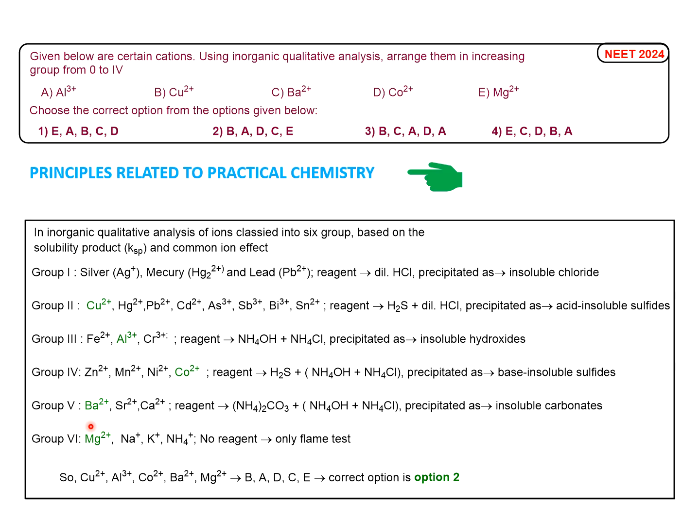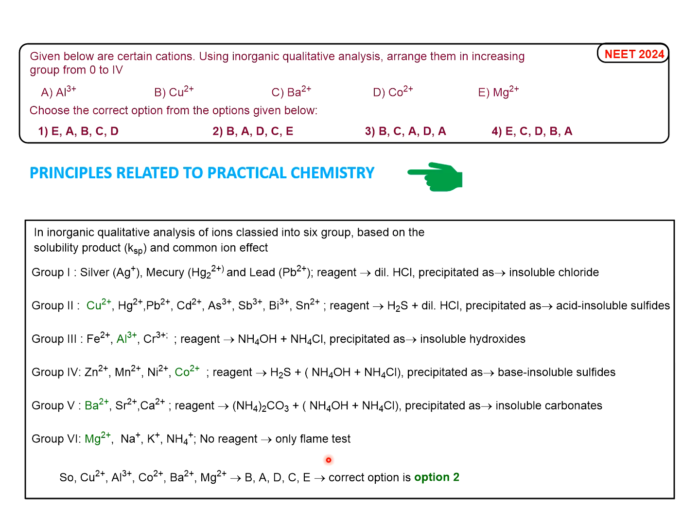And group 5: barium 2 plus, strontium 2 plus, calcium 2 plus fall into this group. The reagent is ammonium carbonate in presence of the buffer ammonium hydroxide and ammonium chloride, and they precipitate as insoluble carbonates. Now group 6 contains magnesium 2 plus, sodium, potassium. They don't have a particular specific reagent, but these cations are identified only by flame test.